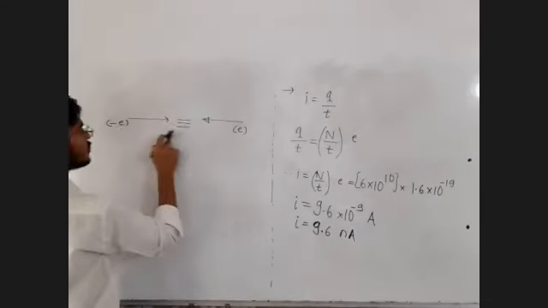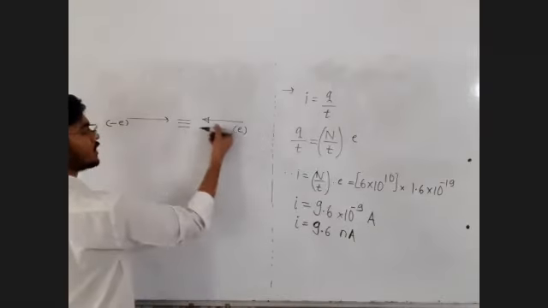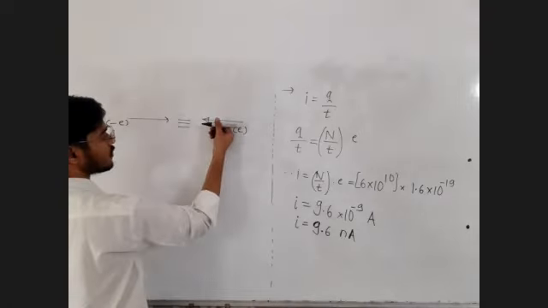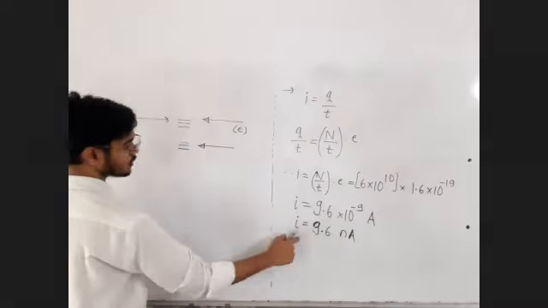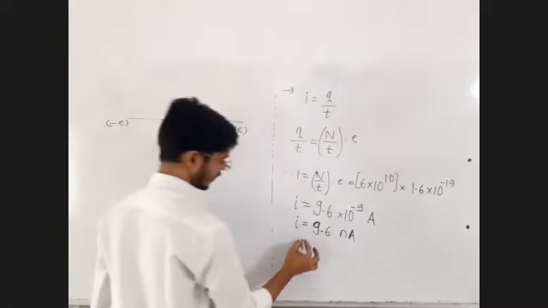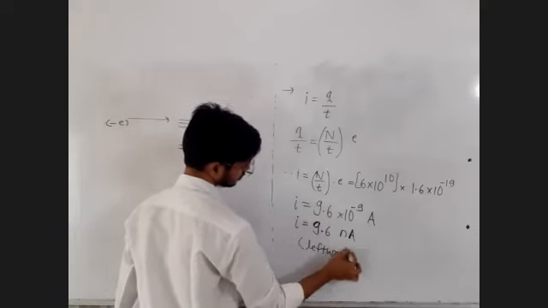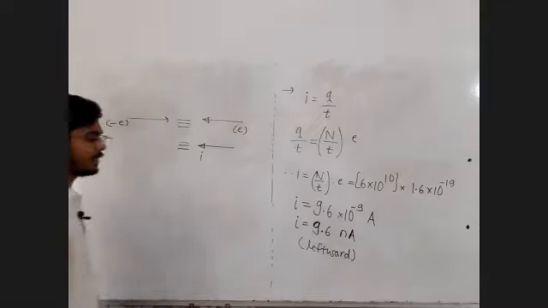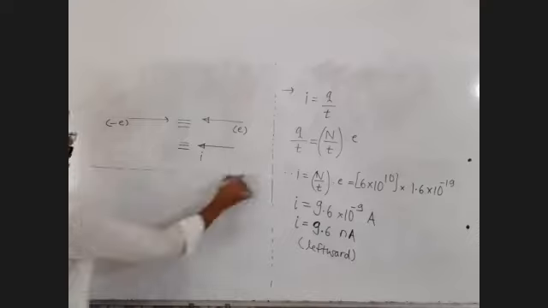So if electrons are moving in the rightward direction, positive charge will be moving in the leftward direction. Electron in the rightward direction, positive charge in the leftward direction. So direction of current will be leftward. The direction of this current will be leftward. So write down in the bracket leftward. Direction of this current is leftward because electron beam and the electrons in that beam are moving in the rightward direction. All right. Now let us try to find out current density.